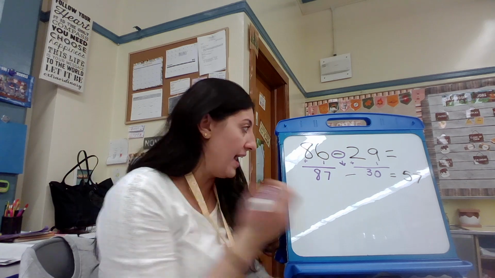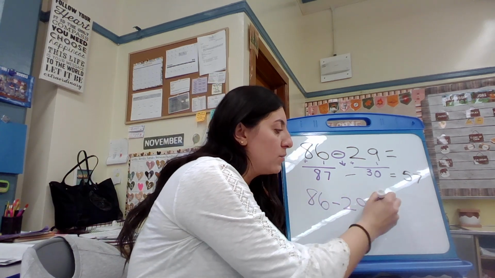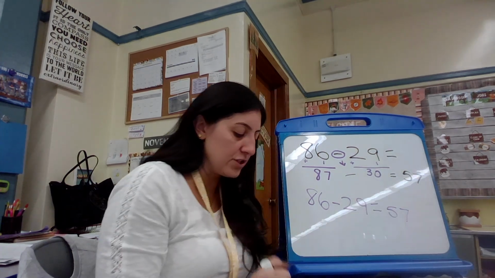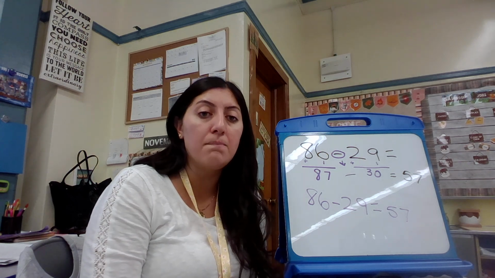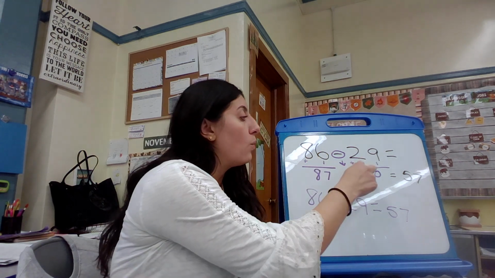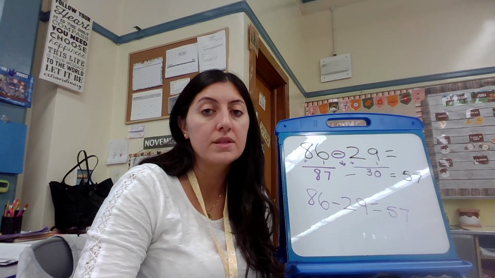That means that 86 minus 29 is equal to 57. So we made the problem easier to work with and solve in our head mentally by just doing one more step to the original problem.